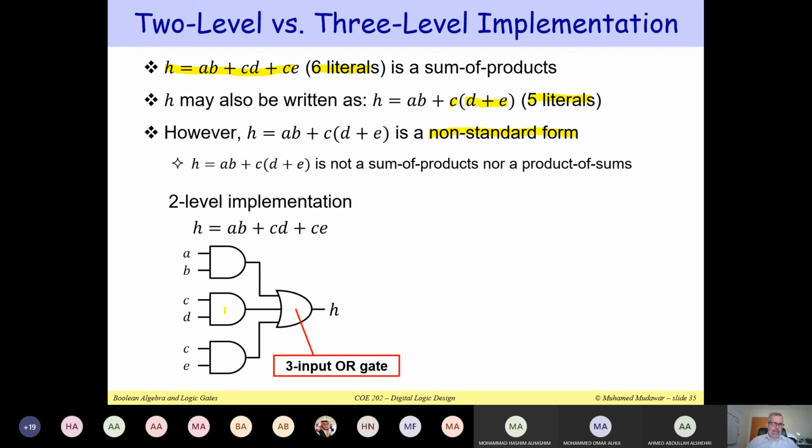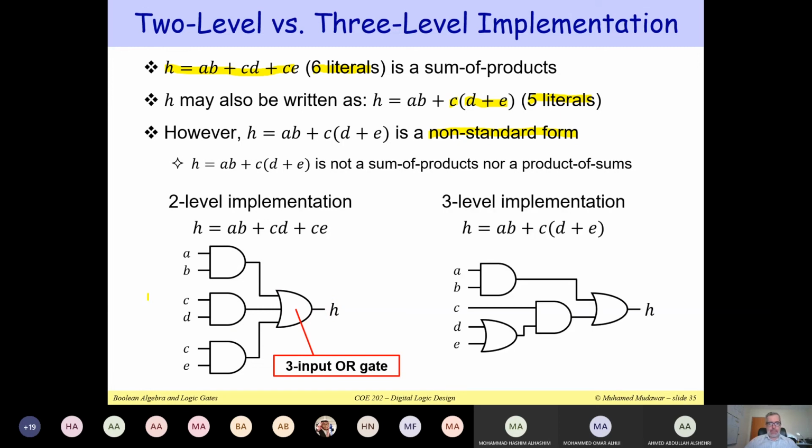Now I call these AND gates at the same level because they can operate in parallel. The hardware is designed to work in parallel, so if you provide all of them inputs at the same time, they can produce their outputs at the same time. And then there is the OR gate. The OR gate has to wait for the output of these AND gates before producing its final output H.